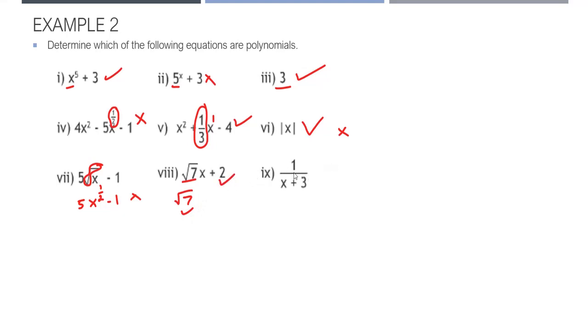Now our final one, this is a fraction, and we have a variable in the denominator. That's one of the restrictions. We can't have that, so no.